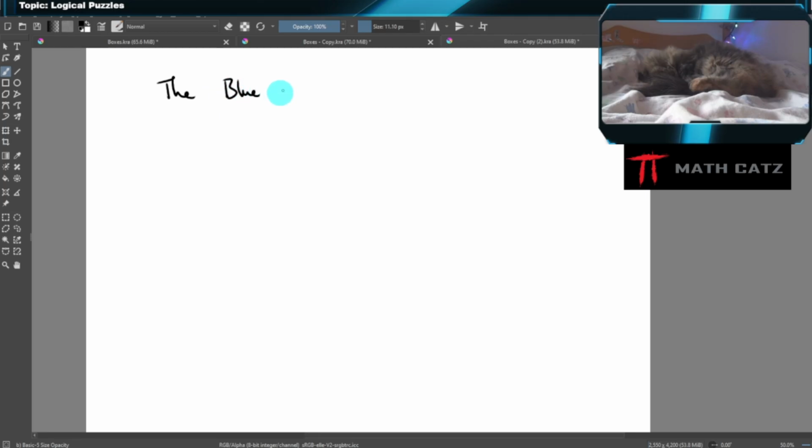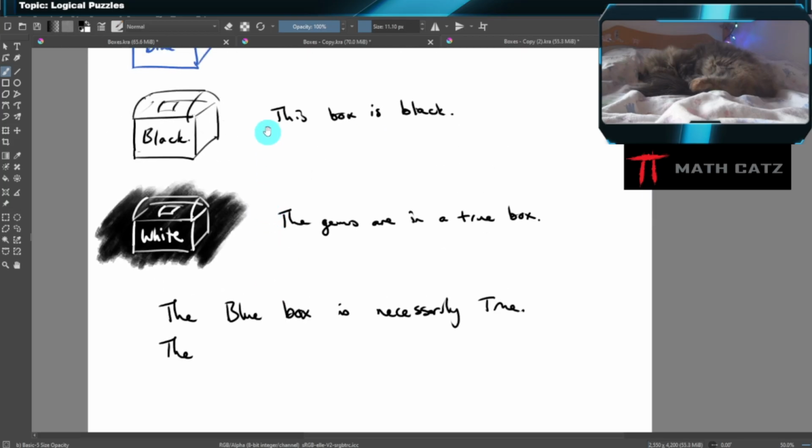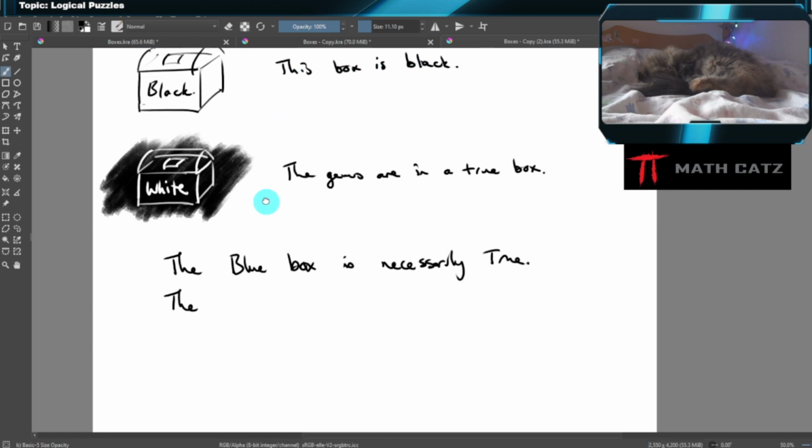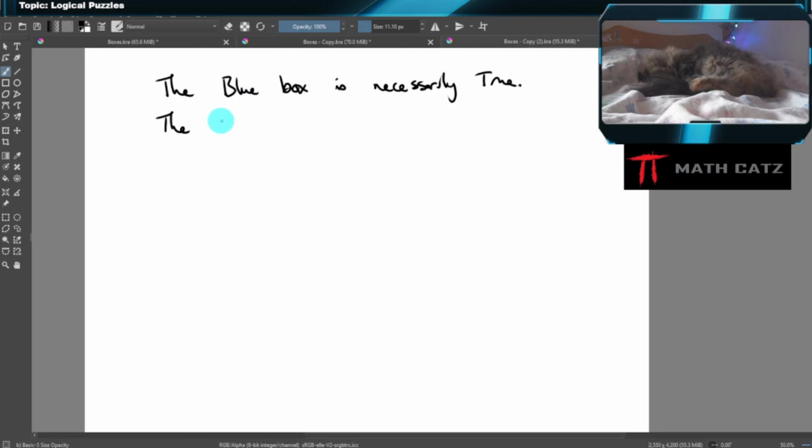The blue box is necessarily true. It's making a very simple statement that I can evaluate. It is true. The black box, if you remember, is saying this box is black. That is always true. Regardless of the content of where the gems are, the black box is also always true.